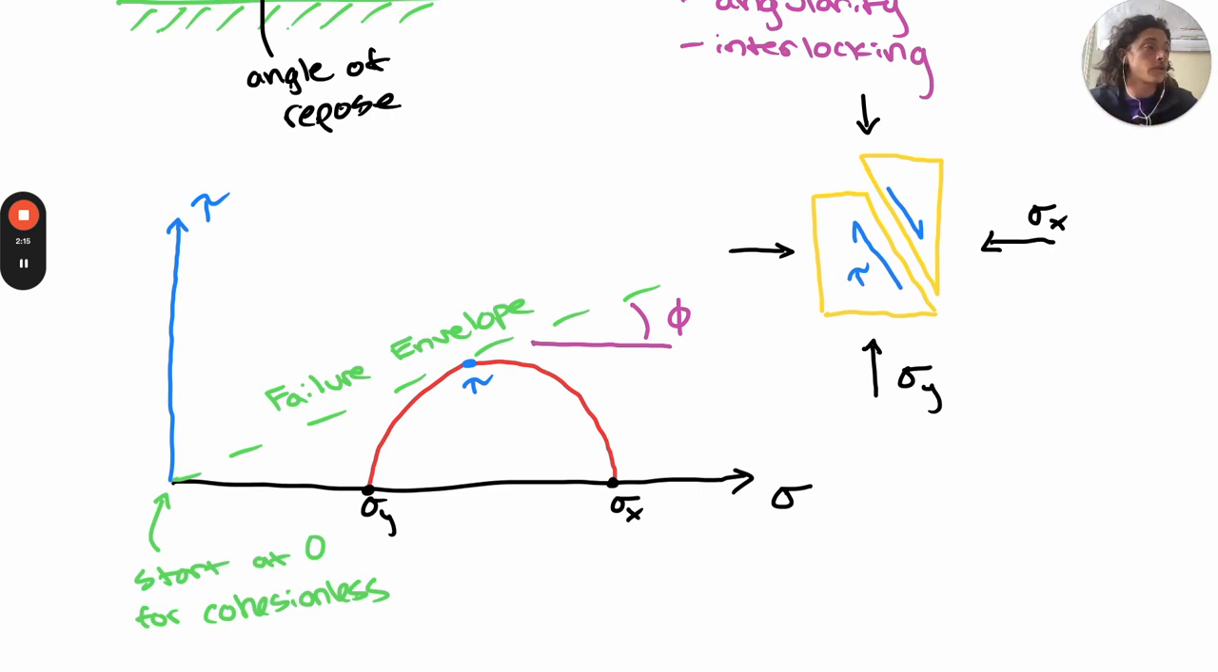And we assume that coarse-grained soils are cohesionless, so we'll start at that 0 point, that 0, 0 point, drawing out that envelope.